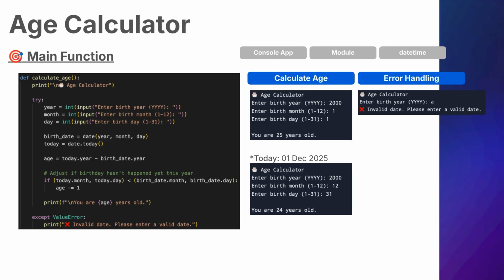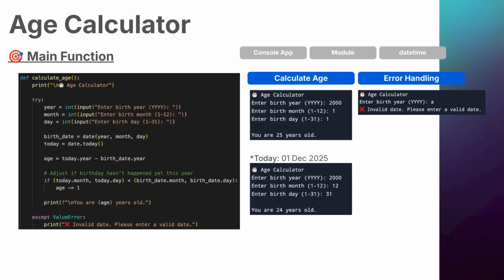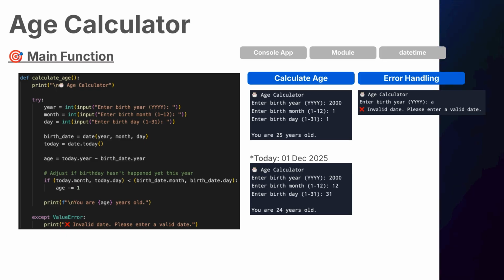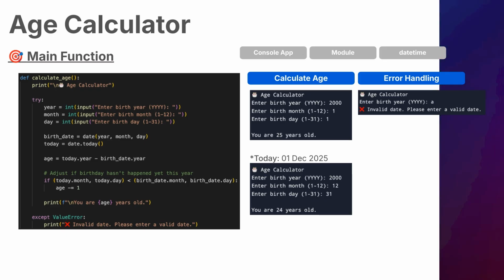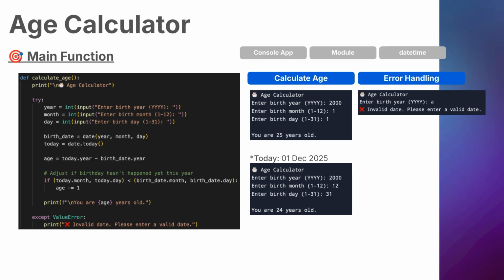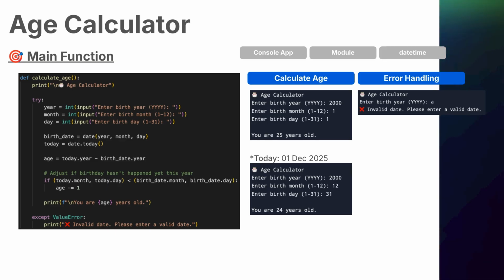This function also includes error handling. If the user enters something that is not a valid number or an impossible date, the program does not crash. Instead, it displays a clear message asking the user to enter a valid date. This makes the app more user-friendly and more reliable.